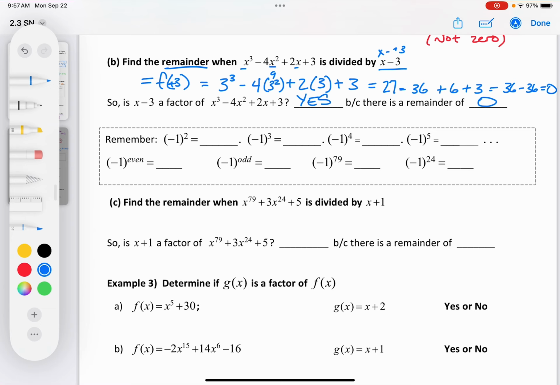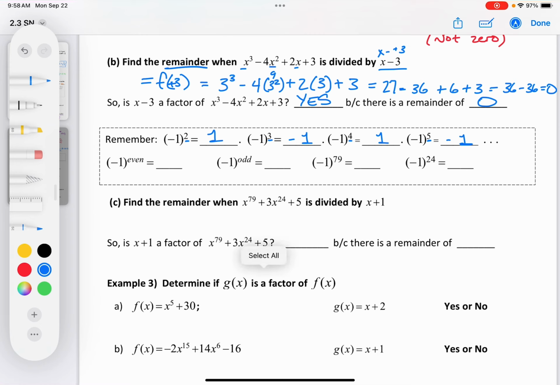All right, so just a reminder here, some helpful exponent rules. When you're inputting a negative number and it's to an even power, it's going to end up being positive. When you have a negative number and you're raising it to an odd power, it's going to stay negative, okay? Your output will stay negative.